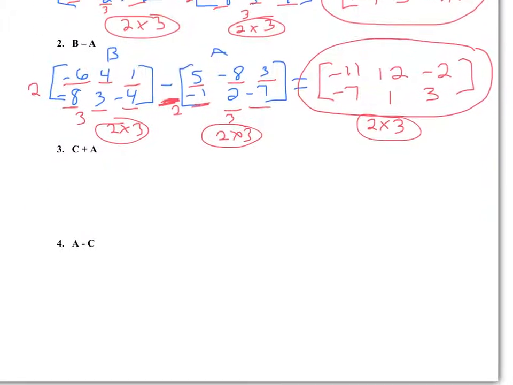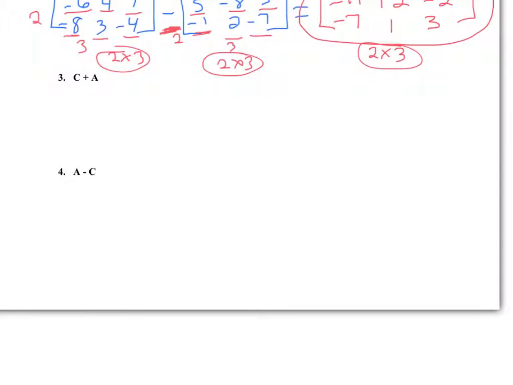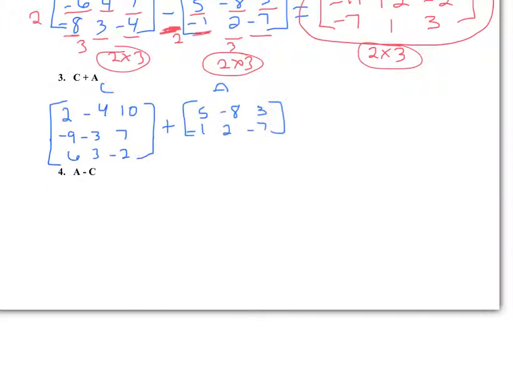In letter C, or number 3, I have C plus A, so I'll go ahead and write down the matrices. If we look at our matrices, matrix C is 3 by 3, and matrix A is 2 rows by 3 columns, so 2 by 3. These do not match, so it's impossible.